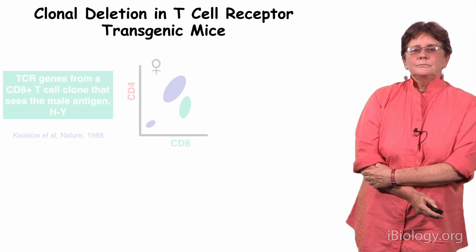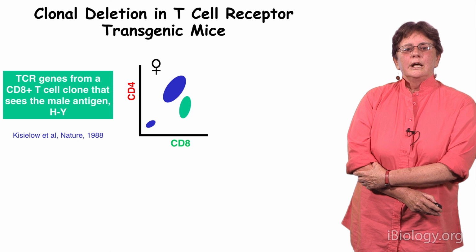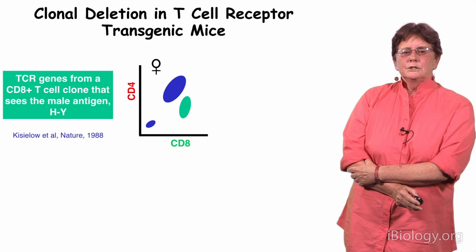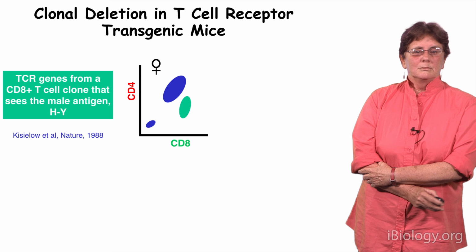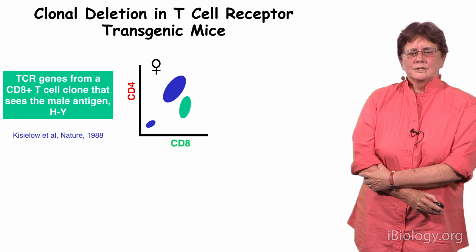So in one case, investigators started with a T cell clone that was CD8 positive and recognized an antigen which is male specific, and that's called the HY antigen because it's encoded on the Y chromosome. They took those T cell receptor genes and made TCR transgenics, and they looked at differentiation in the thymus. What they saw at steady state was that, yes, you get double negatives as expected, you get double positives, and then the single positives are primarily CD8 positive because the clone that you started with was a CD8 positive T cell. Now, this is in females where the HY antigen does not exist.